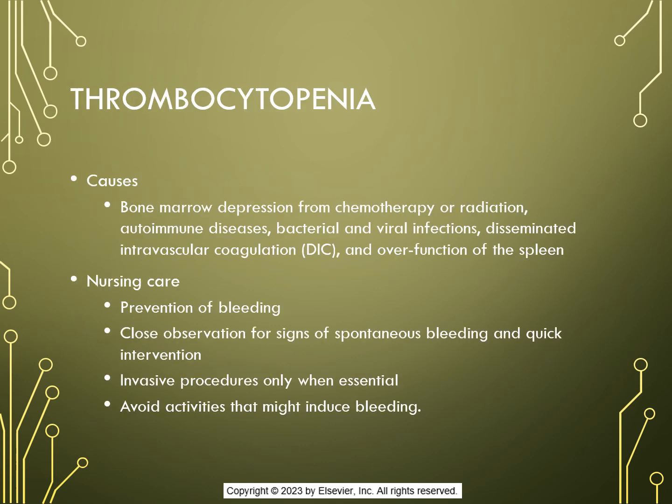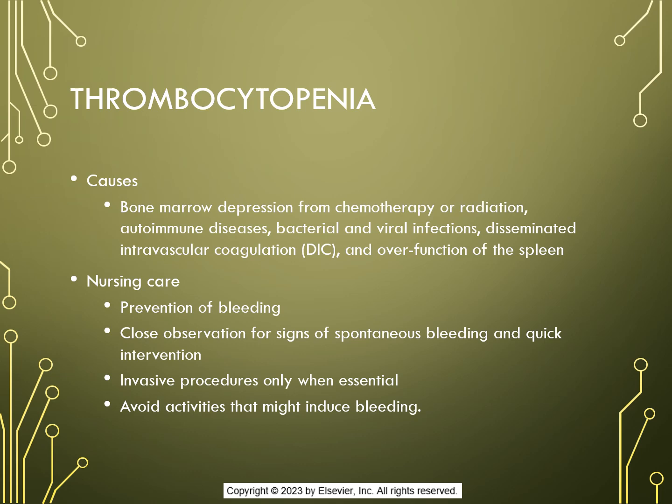Thrombocytopenia occurs when the platelet count drops to less than 150,000 per millimeters cubed. This can be a life-threatening condition. Causes include bone marrow depression from chemotherapy or radiation, autoimmune diseases, bacterial or viral infections, disseminated intravascular coagulation or DIC, and overfunctioning of the spleen. Certain drugs like NSAIDs and thiazides could also result in platelet deficiency. While platelet counts are low, the primary problem is clotting.